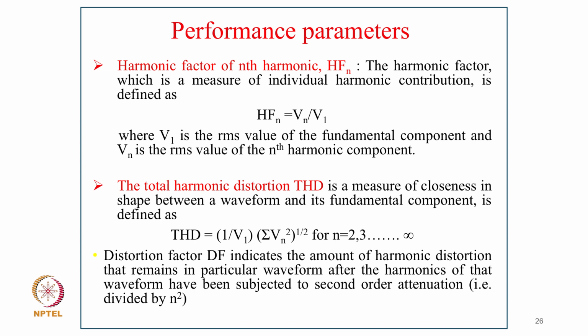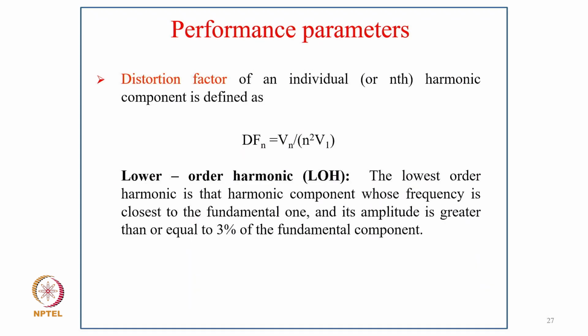The total harmonic distortion is a measure of closeness in shape between the waveform and its fundamental component, defined as THD equal to 1 upon V1 times the square root of the summation of all the harmonics squared, from 2 to n. The distortion factor indicates the amount of harmonic distortion that remains in a particular waveform after the harmonics of that waveform have been subjected to second-order attenuation, divided by n square. So the distortion factor of an individual or nth harmonic component is DFn equal to Vn upon n square V1.